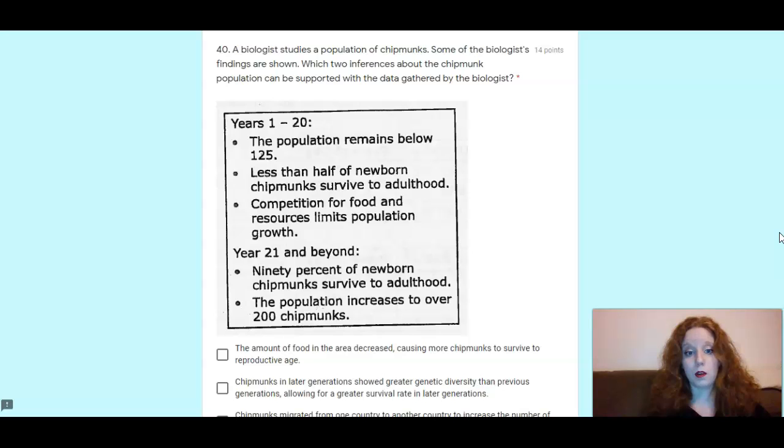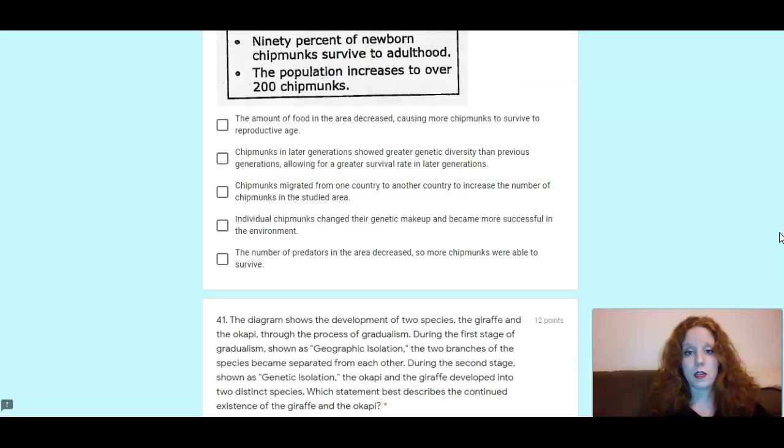Year 21 and beyond. 90% of newborn chipmunks survive to adulthood. The population increases to over 200 chipmunks. So we see a major jump in baby chipmunk survival and a population increase. So let's see what answer choices we have and what two could possibly support that. The amount of food in the area decreased, causing more chipmunks to survive to reproductive age. You get less food and you starve, therefore more of you live and make more chipmunks.